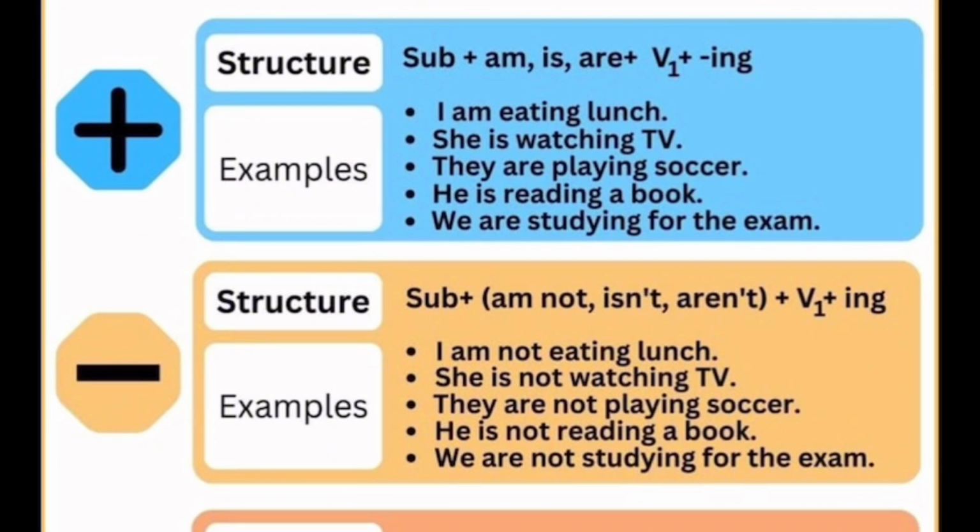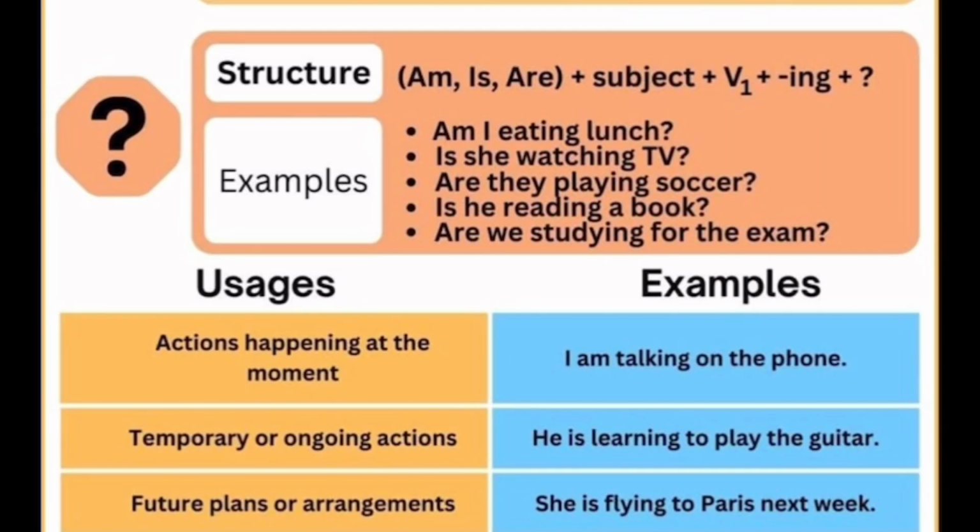And if it is the question structure, you will just have to put the auxiliary verb in front. So you say, am I eating lunch? The positive will be, I am eating lunch. Is she watching TV? Are they playing soccer? Is he reading a book? The positive will be, he is reading a book. The negative will be, he is not reading a book. Are we studying for the exam?